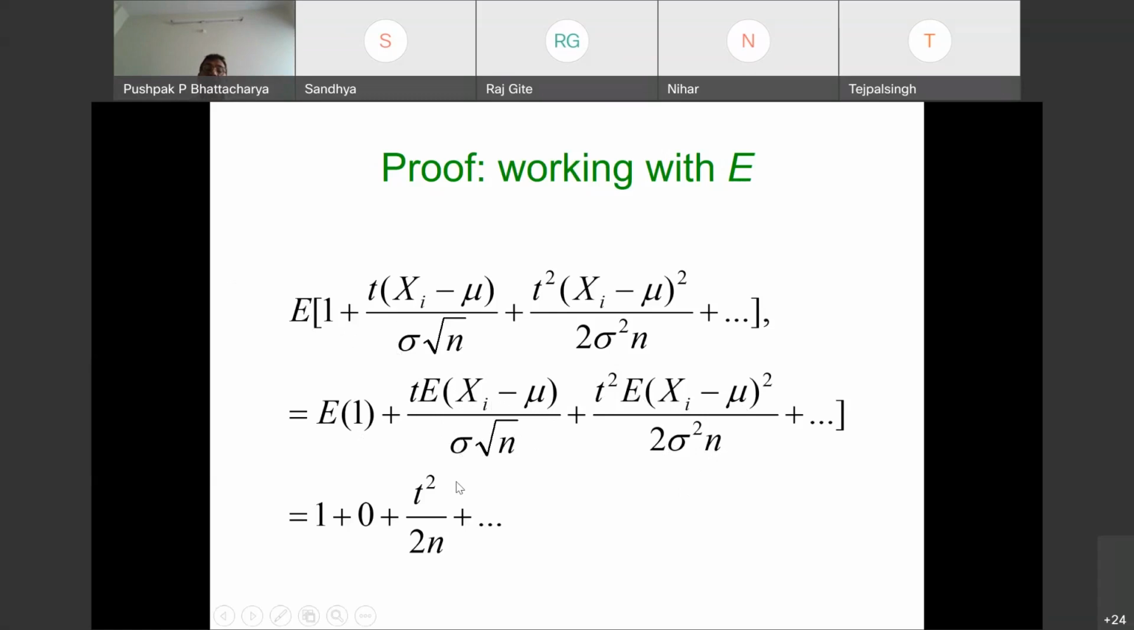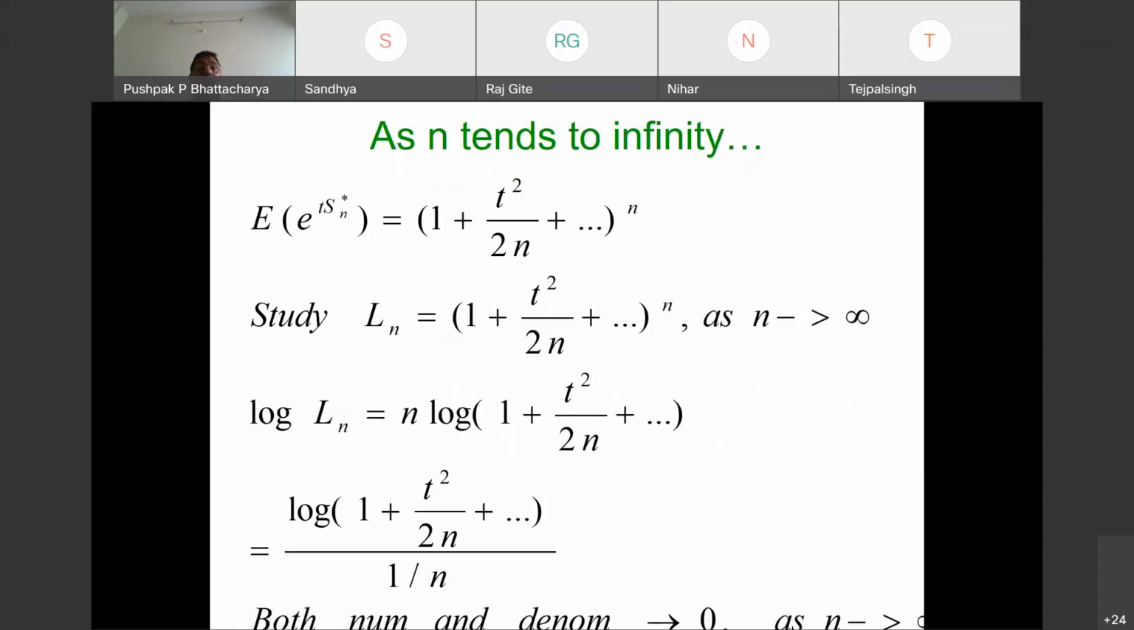Expectation of xi minus mu is 0. So this is 0. Expectation of (xi minus mu) square by definition is sigma square, the variance. So 1 plus 0 plus t square by 2n and so on. So we come to the conclusion that the expectation of e to the power t Sn star, that is the moment generating function of Sn star, is 1 plus t square by 2n plus other quantities with higher powers of n in the denominator, and everything raised to the power n.